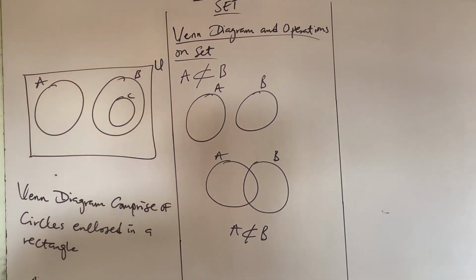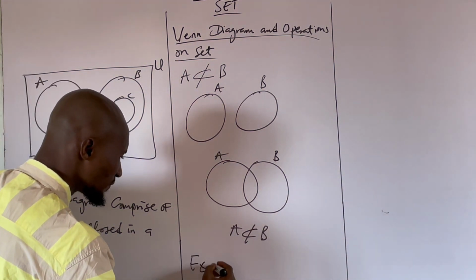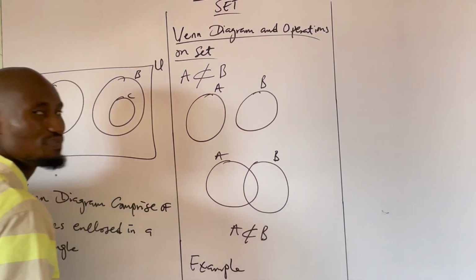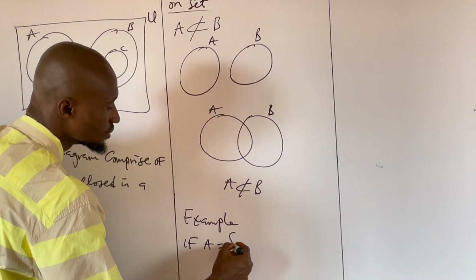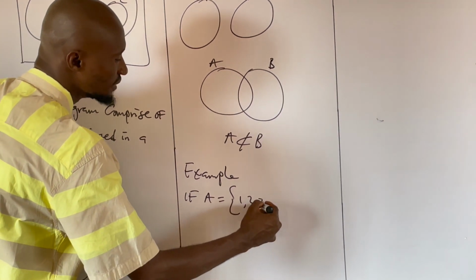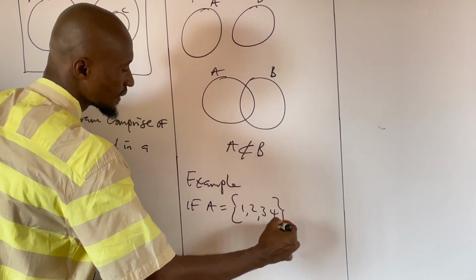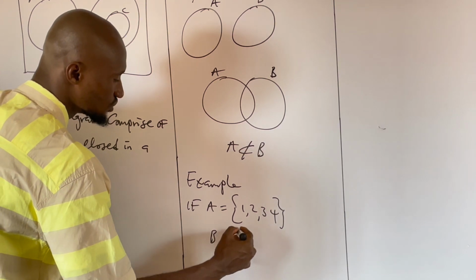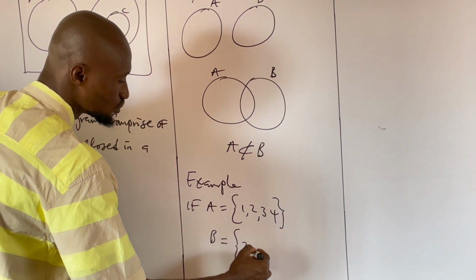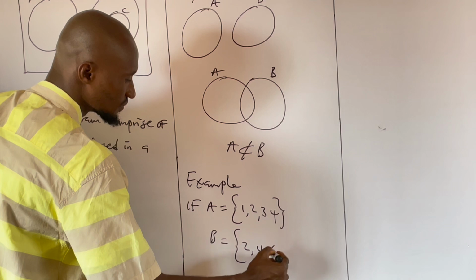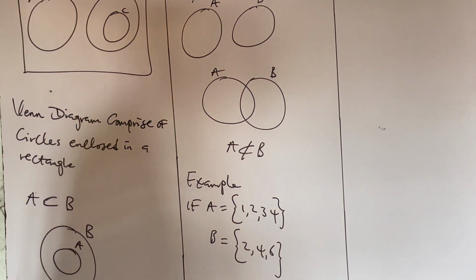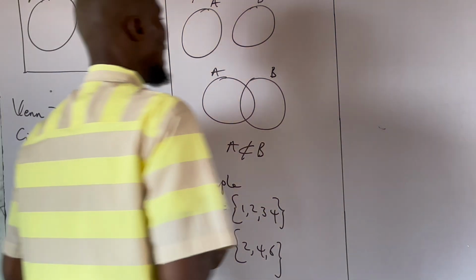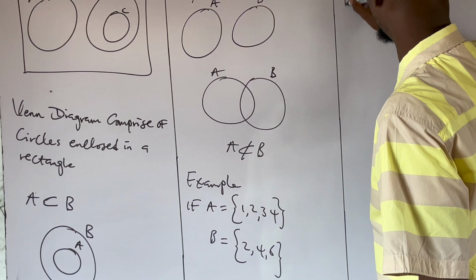So now let's use a practical example. Example: if A is equal to 1, 2, 3, 4, and B is equal to 2, 4, 6, right? Now, we are going to draw a Venn diagram.